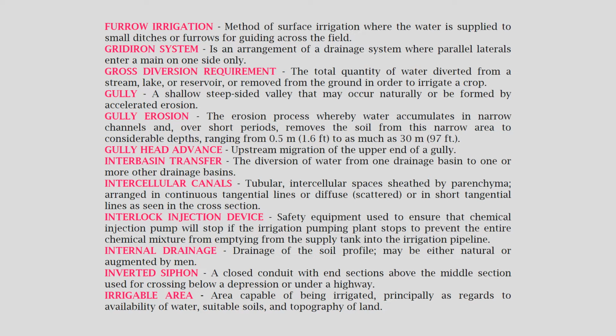Internal drainage. Drainage of the soil profile, may be either natural or augmented by men. Inverted siphon. A closed conduit with end sections above the middle section used for crossing below a depression or under a highway. Irrigable area. Area capable of being irrigated, principally as regards to availability of water, suitable soils, and topography of land.